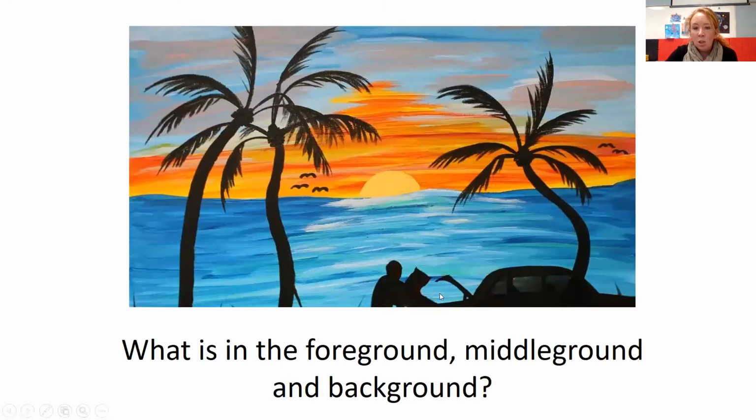So when we look at this picture here, the artist has used a silhouette and done palm trees and a car and somebody putting something into their car. All of the things you see in black are the foreground, the stuff that is closest to us. The water is the middle ground, and the sunset and the sky are what's called the background. So that's easy to see when we look at this picture that somebody has created.